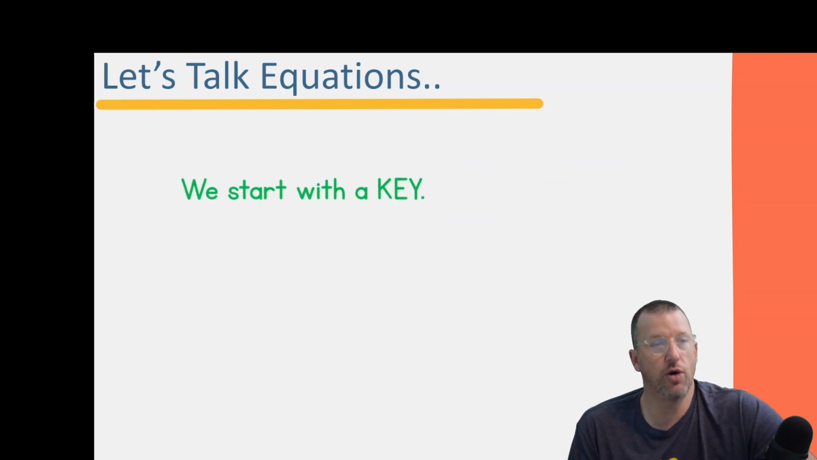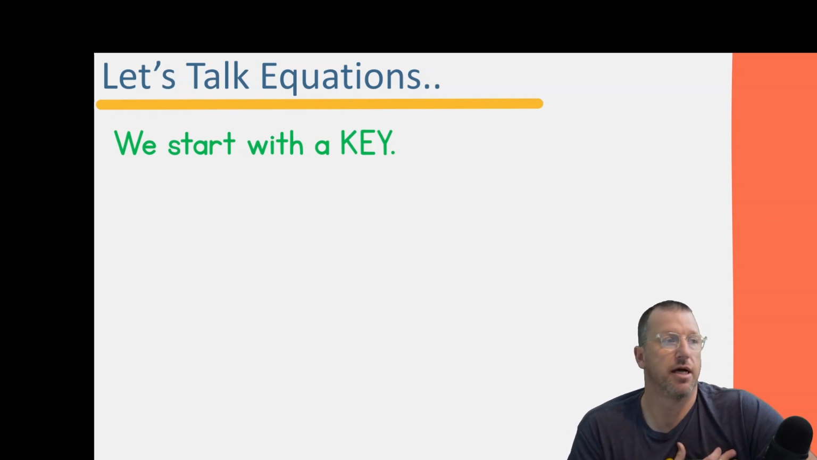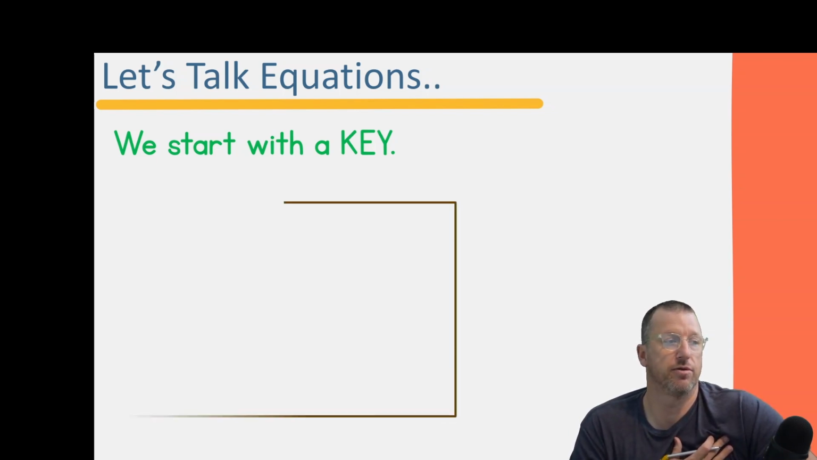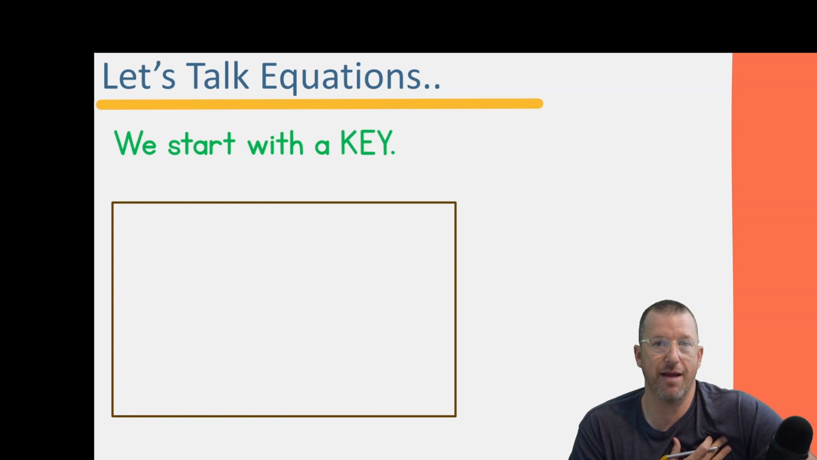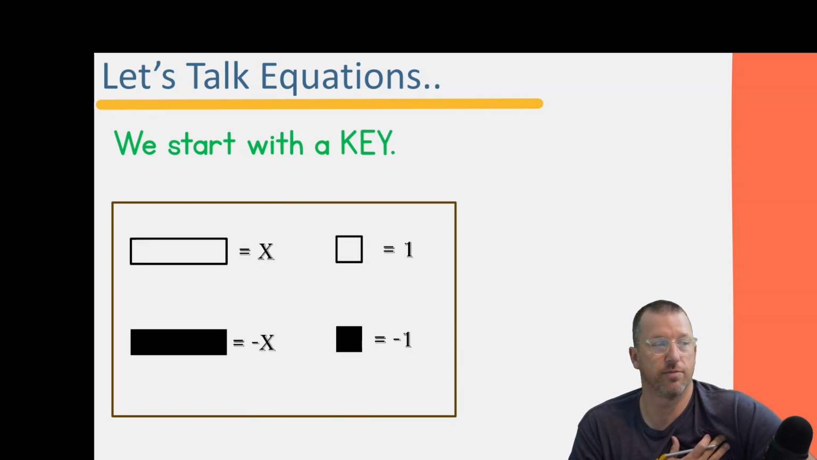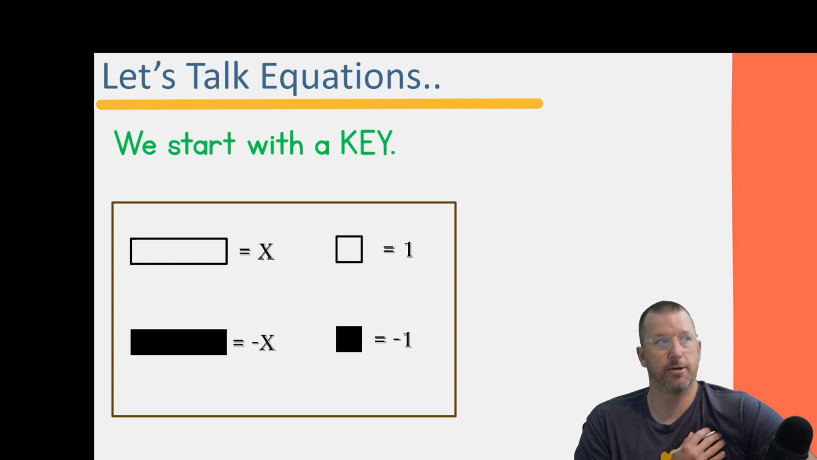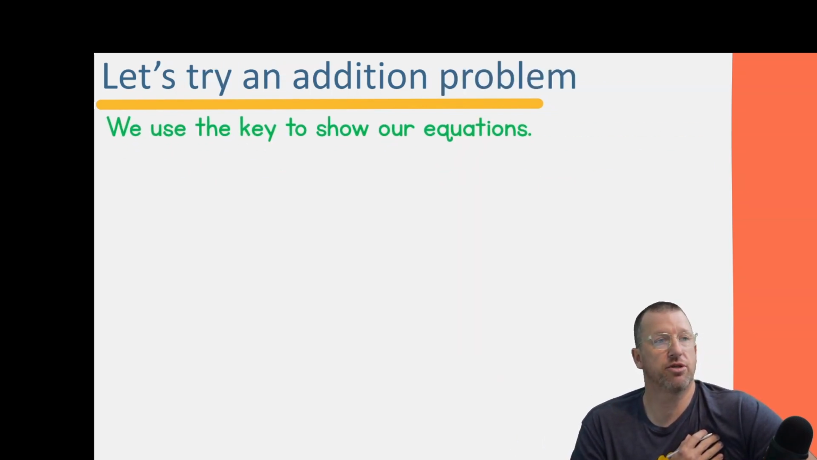When you have that, you always have to have a key. Just like when you were modeling integers, and we used the number disks, this is what you're going to do here. So I just turn this into a key, like a map. A map tells you what all the symbols represent. Well, this tells us what all the symbols represent. Anytime I see a rectangle that's open or a square that's open, it's going to be a positive number. Anytime I see a rectangle that's filled in or a square that's filled in, it's going to be a negative number. All right, now let's get into it. So let's try an addition problem.